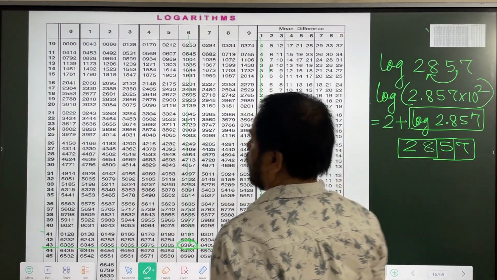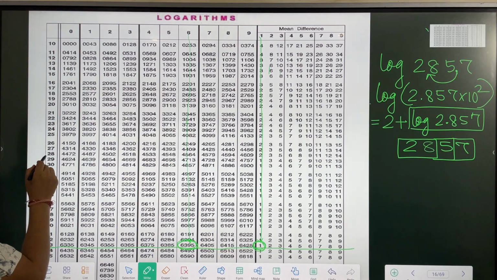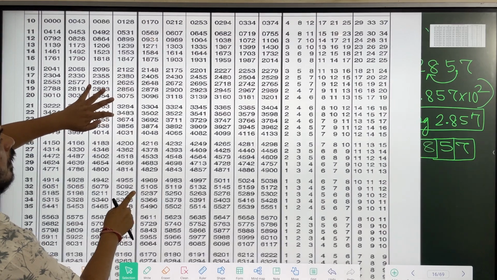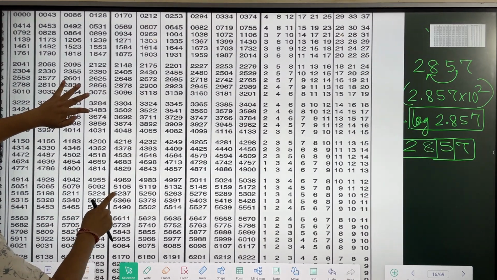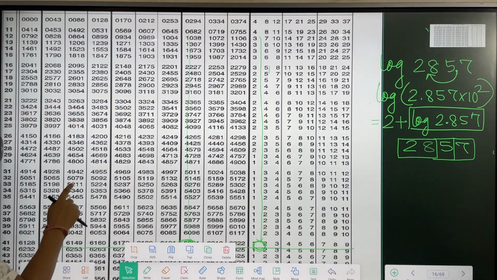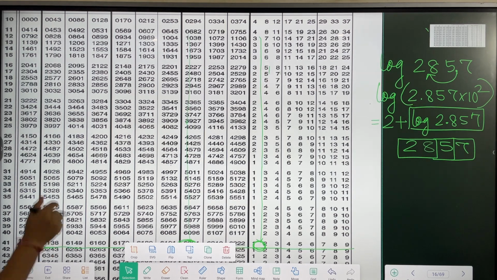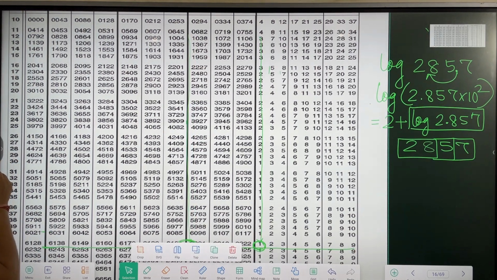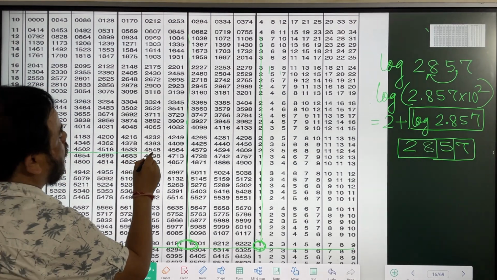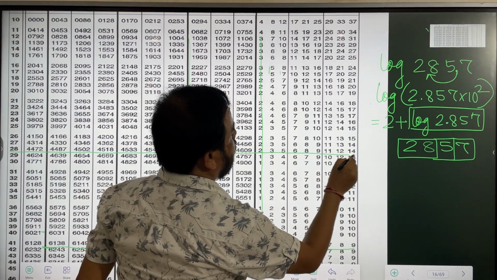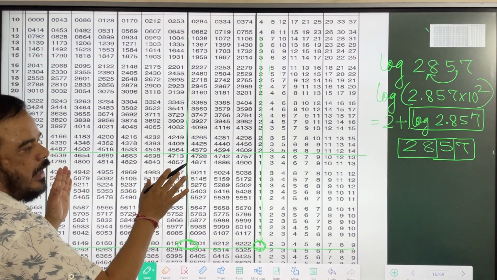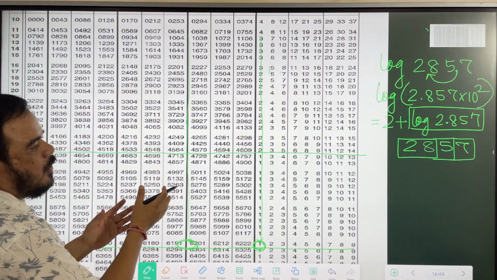First, 28 is there. Where is 28? This is 28. If it is not visible, I will make it a little bigger. This is the 28 line. This row is for 28. You don't have to draw the line. I am drawing it just to make you understand. You will get it from the table.